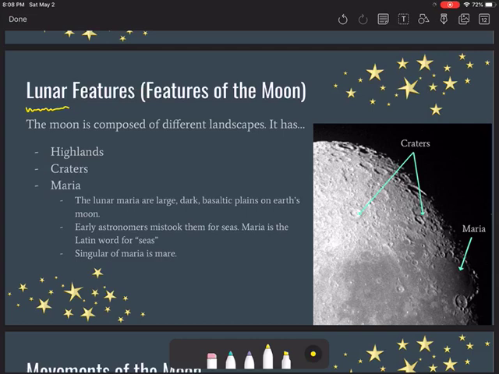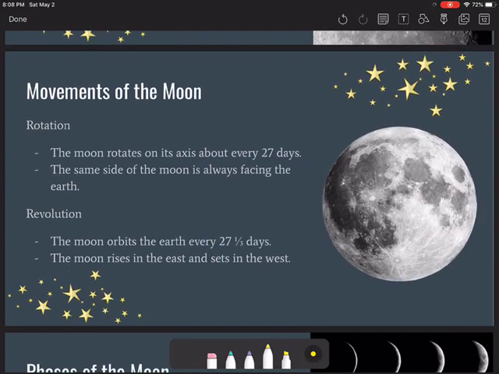Kind of cool. All right, so this is what a mare would look like here, and these are what craters look like. All right. So, movements of the moon.